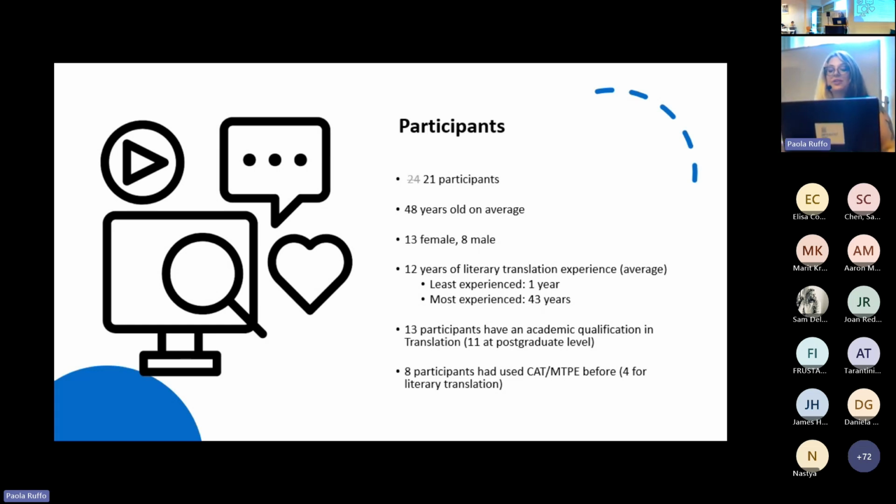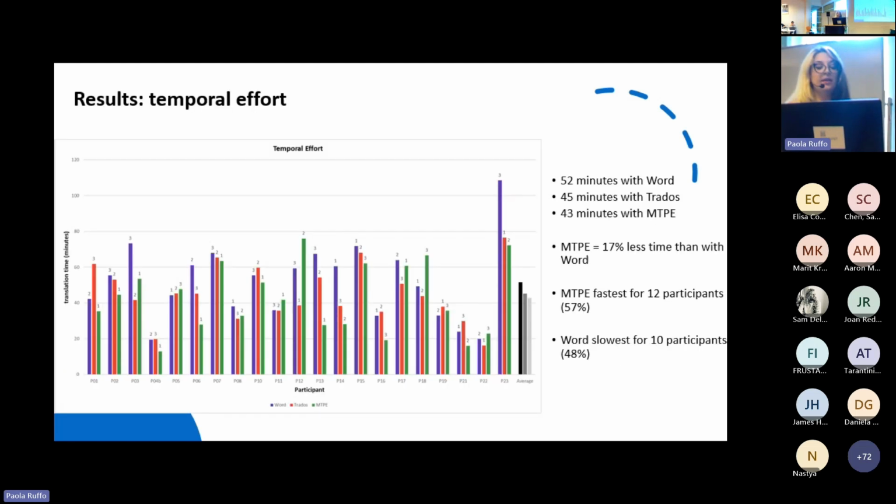And so they might have to use capitals, for example, in other branches of translation, but they might not necessarily do that in theory translation. So here's some graphs that look a bit confusing at first, but the first one I'm showing you is temporal effort, which just means how long it took each translator on average to translate each text.